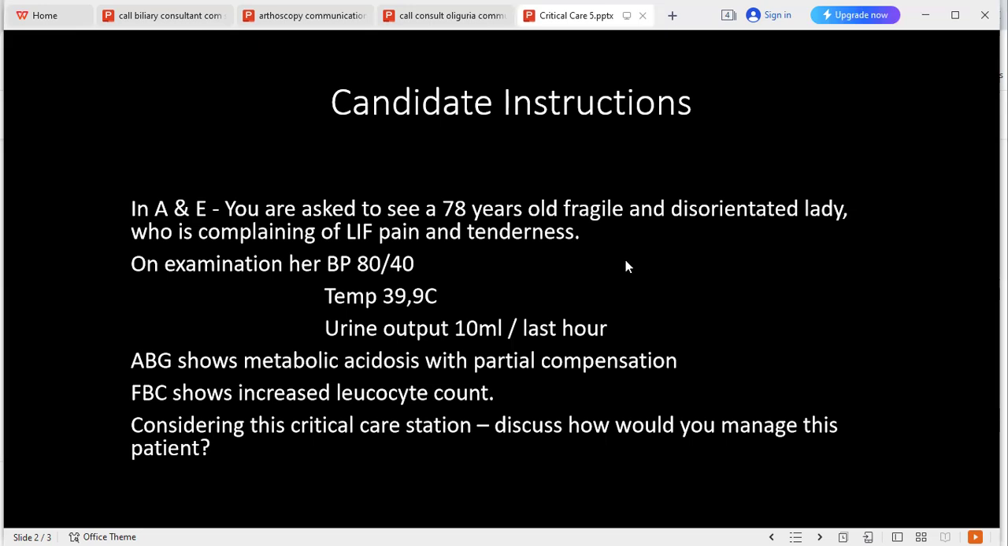CT scan. CT scan, yes, ma'am. Yes, why? Since she's having left iliac fossa pain, I am suspecting diverticulitis. So I will go to rule out any abscess or perforation. I will go for CT scan, ma'am.